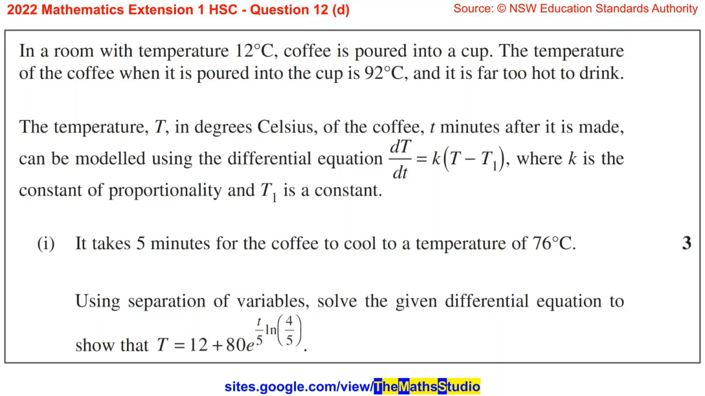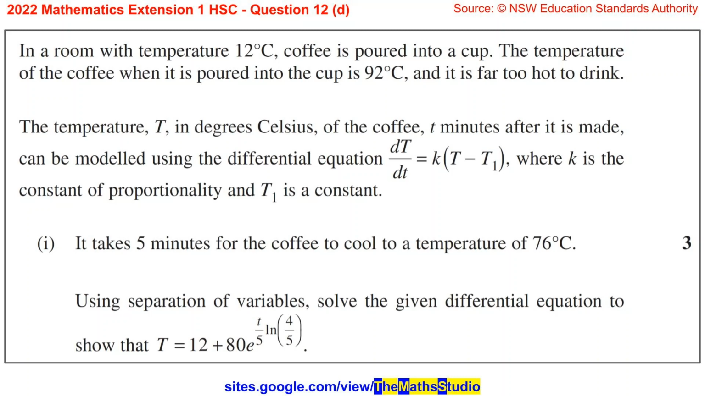Question 12d. In a room with temperature 12 degrees Celsius, coffee is poured into a cup. The temperature of the coffee when it is poured into the cup is 92 degrees Celsius and it is far too hot to drink. The temperature, capital T, in degrees Celsius of the coffee, t minutes after it is made, can be modelled using the differential equation dT/dt = k(T - T1), where k is the constant of proportionality and T1 is a constant.